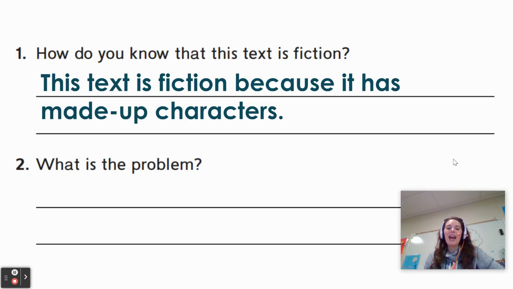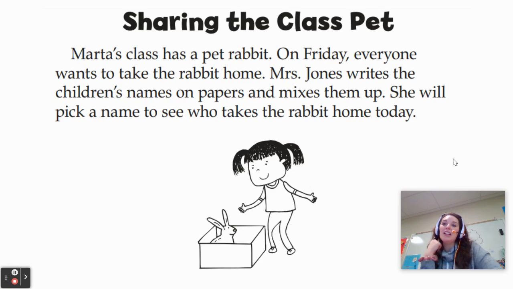Okay, number 2 asks, what is the problem in this story? What was the problem the characters faced? Let's look back at the story. Well, she says that they have a class pet, and on Friday, everyone wants to take the rabbit home. Do you think everyone in class would be able to take the rabbit home on the same weekend? No, probably only one person at a time can take the pet home. So that sounds like a problem to me. Everyone wants to take the rabbit home.